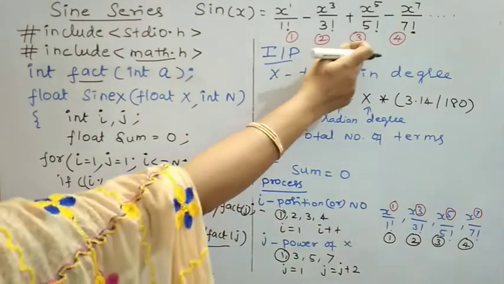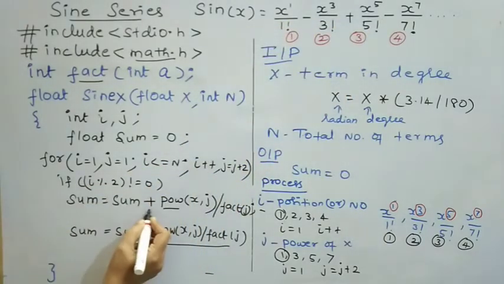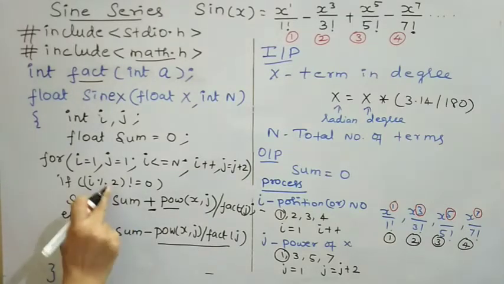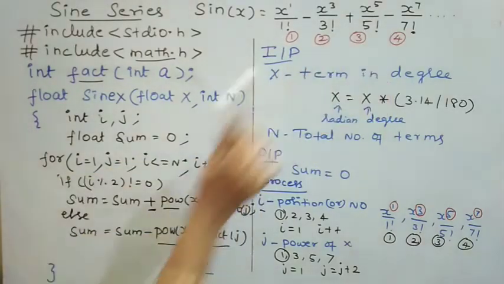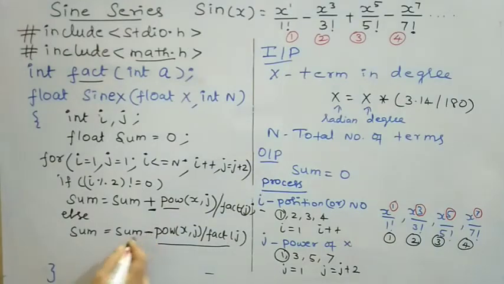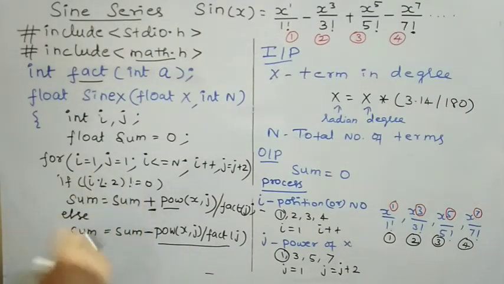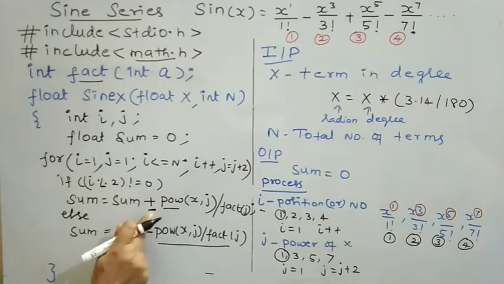If it is odd number of terms, we need to add the term. Else if it is even number of term, that is 2 and 4, then it needs to be subtracted from the summation. Using the modulus sign, we are going to find whether the number of the term i is either even or odd. If it is odd, we are going to add. If it is even, we are going to subtract.